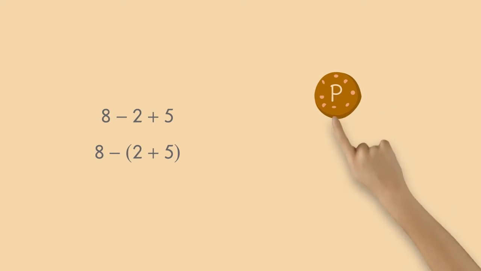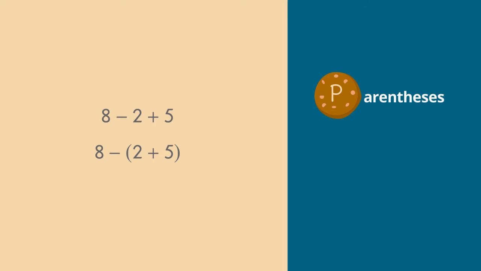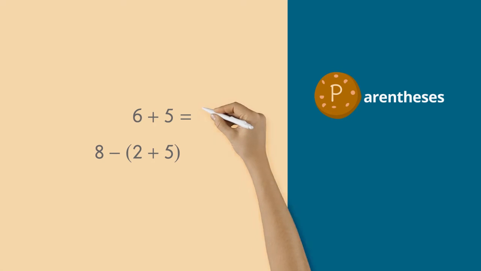First, let's look at two similar expressions. 8 minus 2 plus 5 and 8 minus parentheses 2 plus 5 end parentheses. The only difference between them is the use of parentheses. The first expression only has addition and subtraction, so you should perform the operations in order from left to right. 8 minus 2 is 6. 6 plus 5 will equal 11.